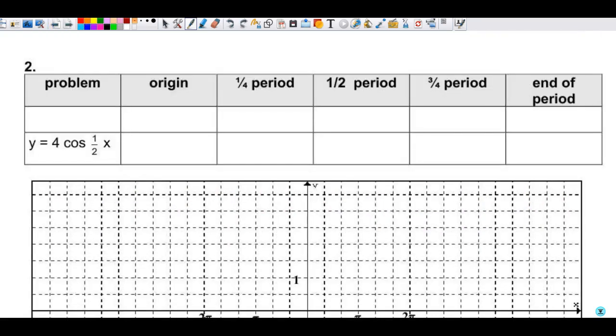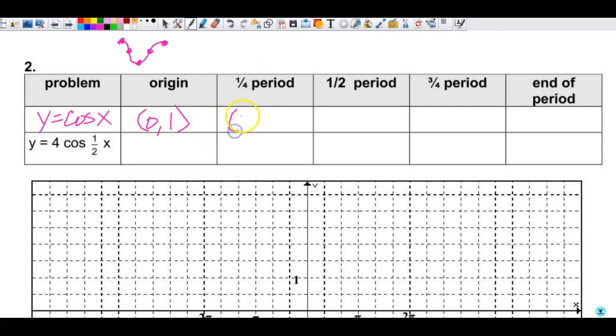So let's look at the next one. Cosine. Okay, so remember cosine looks like this, but a whole lot better. All right, so my parent function, y equals cosine of x, origin. That doesn't mean that it's always going to be 0, 0. It means at the origin or when x is 0. When x is 0, y is 1 for cosine.